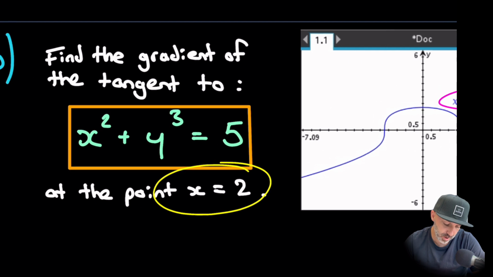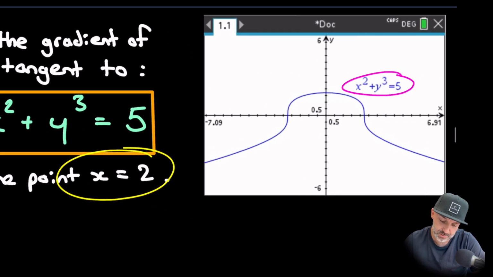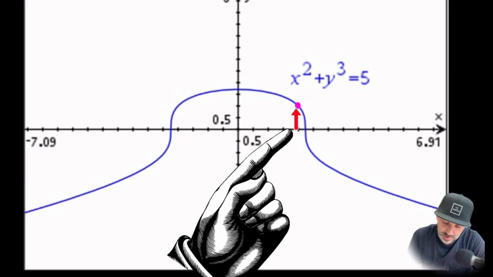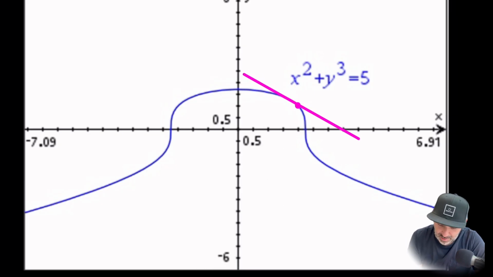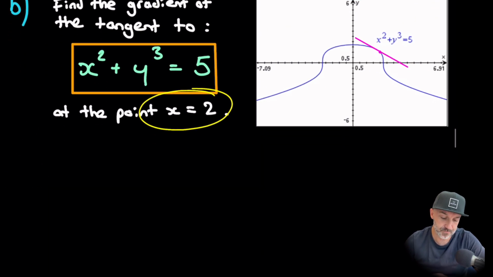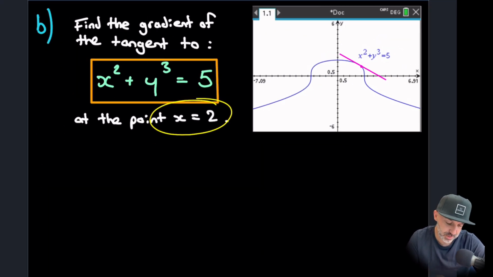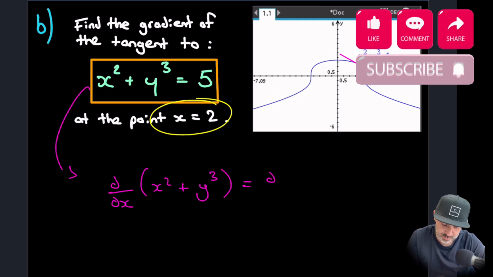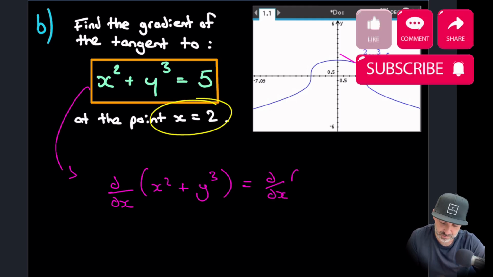I've drawn the graph because it says find the point at 2, so I want you to visualize where that point is. Let's say that's 2 here. Then the gradient of that curve will be something like that. That will help visualize what's going on in this question. So let's have a look at how we differentiate this. We want to differentiate both sides with respect to x. So we're differentiating the left-hand side with respect to x, all of this, but we also need to differentiate the right-hand side with respect to x.